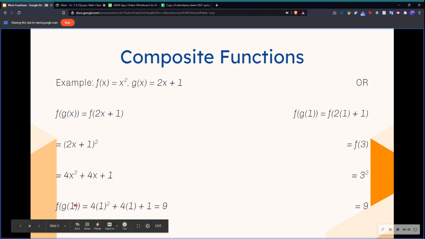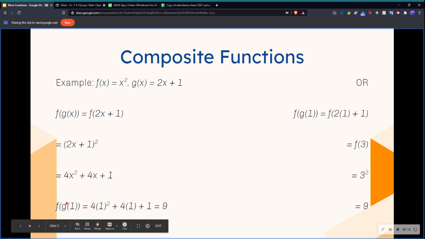And say I were to find f at g of 1. I already know that f of g of x is equal to this expression right here, 4x squared plus 4x plus 1. Say you want to find f at g of 1. You just substitute whatever is inside the g function as x. So remember, this was f of g of x. Now it's f of g of 1. So you're substituting 1 for x. If you do that, you get 4 times 1 squared plus 4 times 1 plus 1, which is equal to 9.